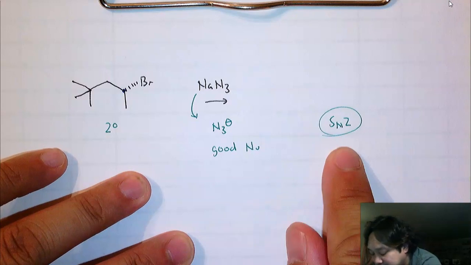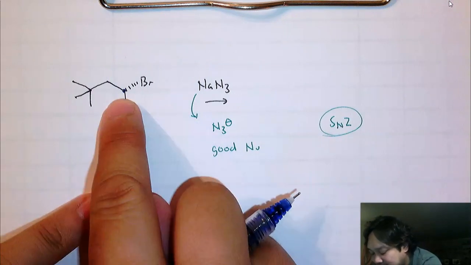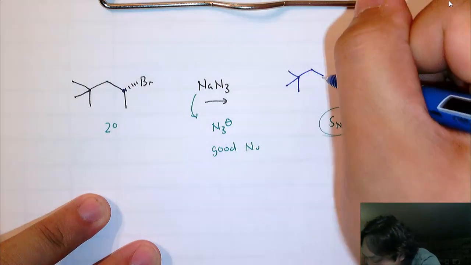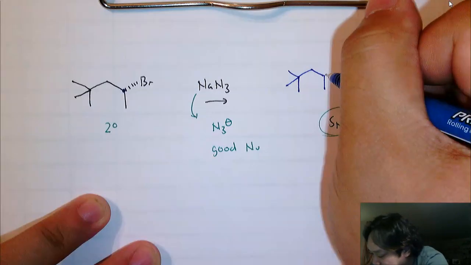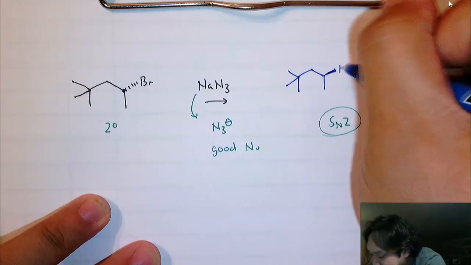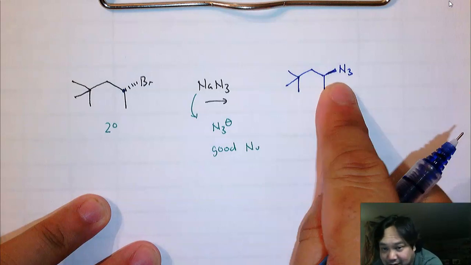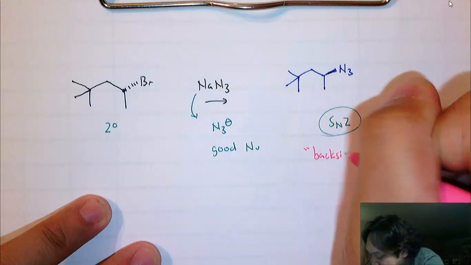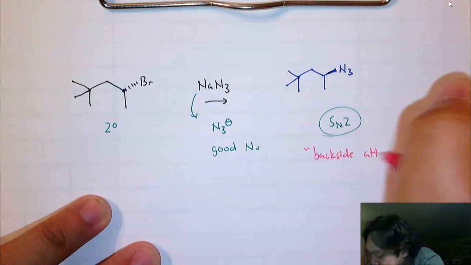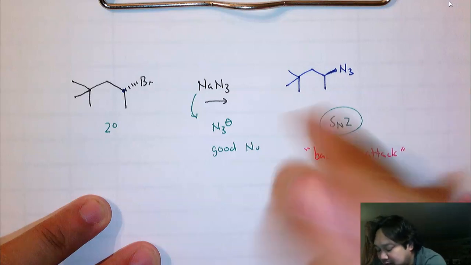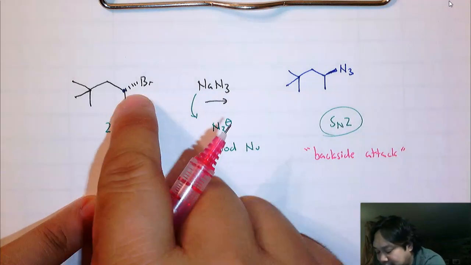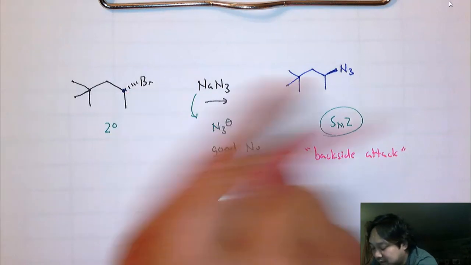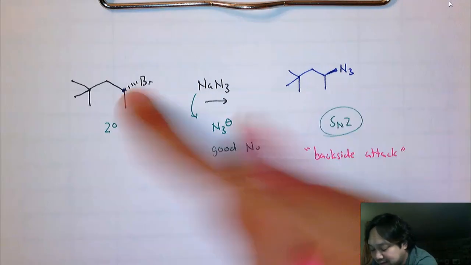For SN2, you have inversion. The orange cat comes from the back side and kicks out the gray cat, and you get one stereoisomer. You could indicate that just by drawing your nucleophile coming in from the opposite side. Remember, this was called backside attack. It doesn't mean that it always comes from the back. It always means that it comes from the opposite side, the back side of this bond. So if your halide is a dash, the nucleophile will attack wedge on the opposite side of the dash.